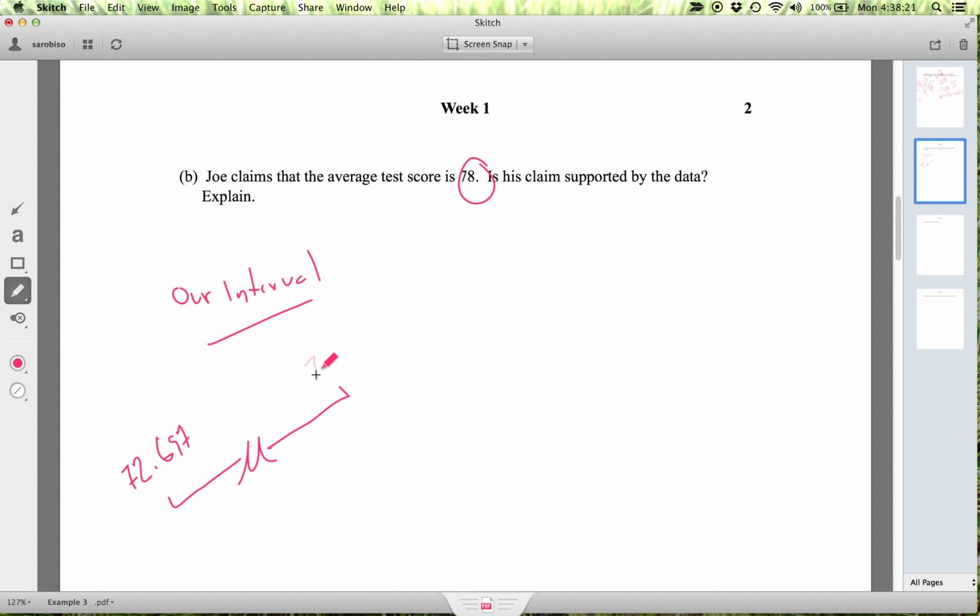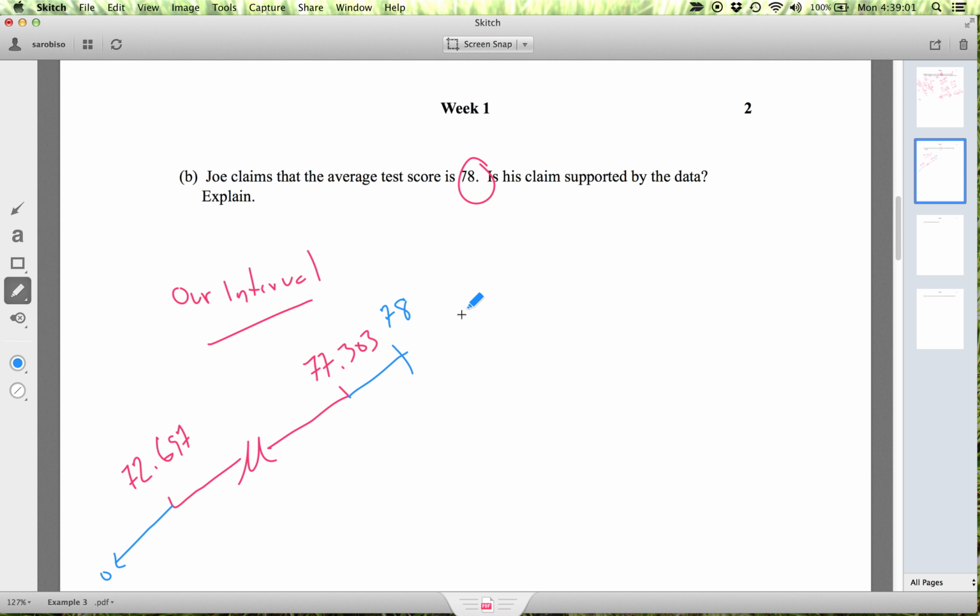And the upper limit was 77.303. So this is our interval. This is where we believe mu to be, and here Joe is claiming that the actual value is 78. So here's the number line. Way over here we've got 0, and somewhere around here we've got this value that Joe is claiming, not 0.78, but just 78.